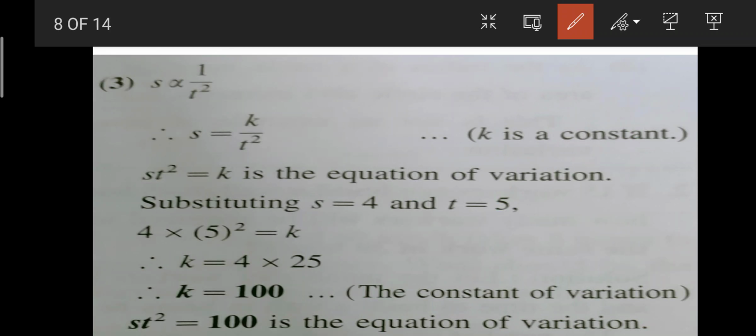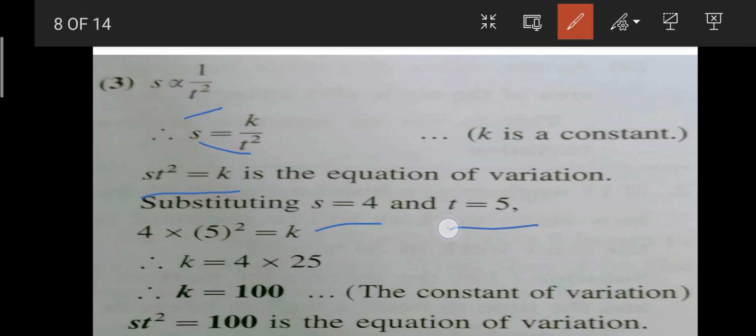The third question is that S is inversely proportional to the square of T. So S is equal to K upon T square. So S T square is equal to K, because we will multiply S into T square. That will give us the equation of variation. Now we'll put the values: S is equal to 4 and T is equal to 5.